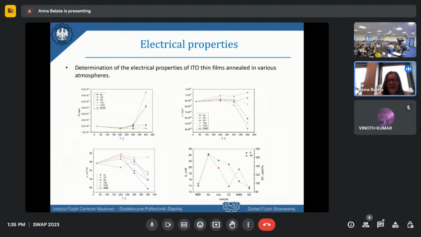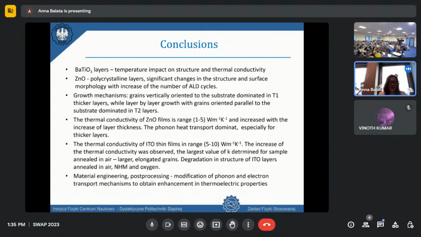So we can say that only the carbon dioxide atmosphere prevents the degradation of layers. And if we look at this graph with thermoelectric parameters, we can say that annealing in air and vacuum slightly improved the Seebeck coefficient and power factor. However, layers annealed in oxygen and nitrogen had a Seebeck value almost the same as the reference materials.